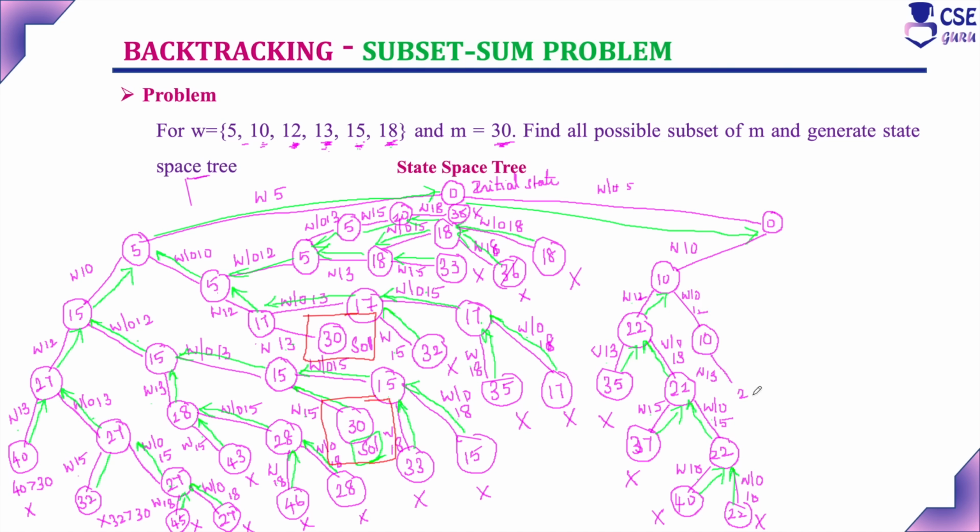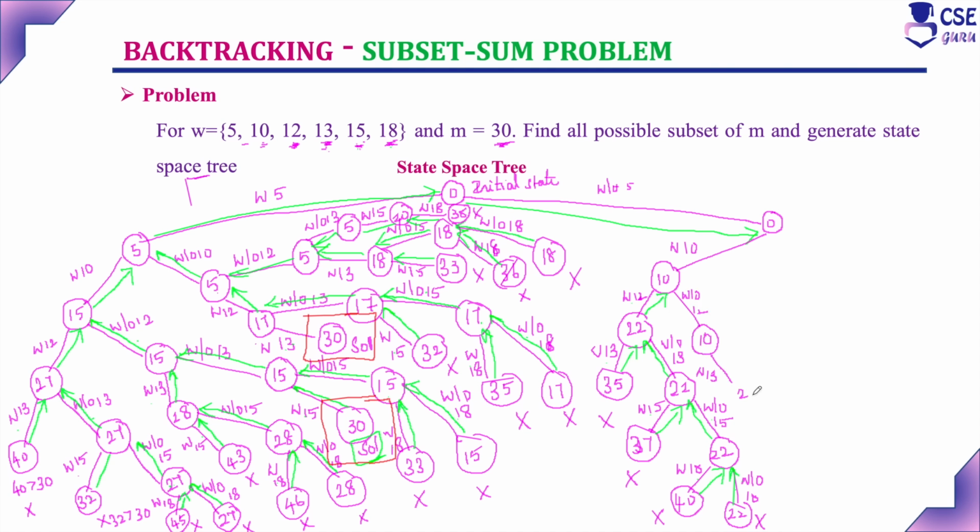So here, without 10, the value is 0 only. With the 12, the value is 12. Without 13, the value is 12 only. And then without 15, the value is 12 only. And then with 18, here we will get 30. And this is one of the solutions.